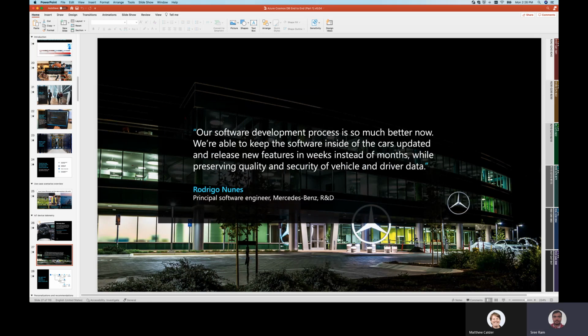Here is the testament from Mercedes-Benz Research and Development of how their software process is so much better now and how they are able to release the software inside the cars in weeks instead of months while preserving the quality and the end user experience.